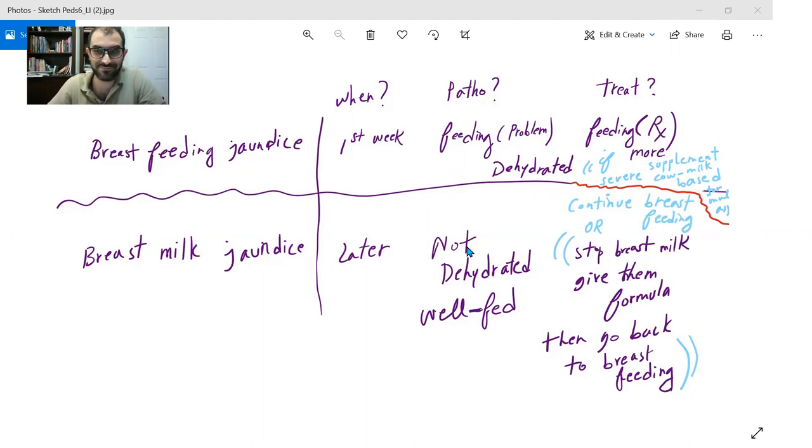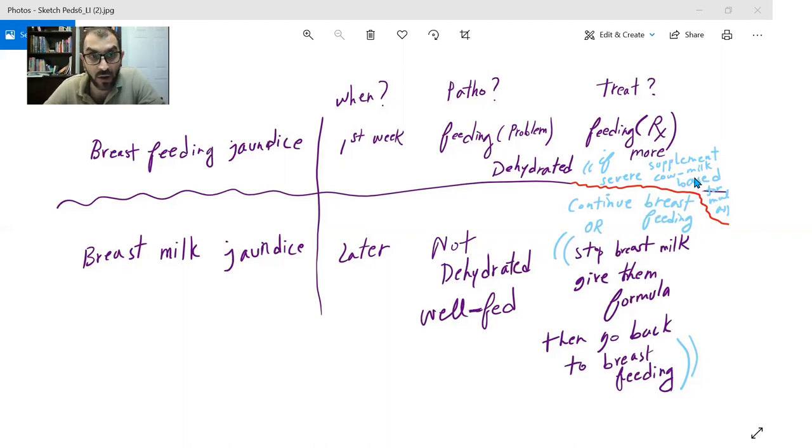Feeding more, right? If severe, you can supplement. If severe and maybe the mother does not have enough breast milk, supplement with cow milk based formula.